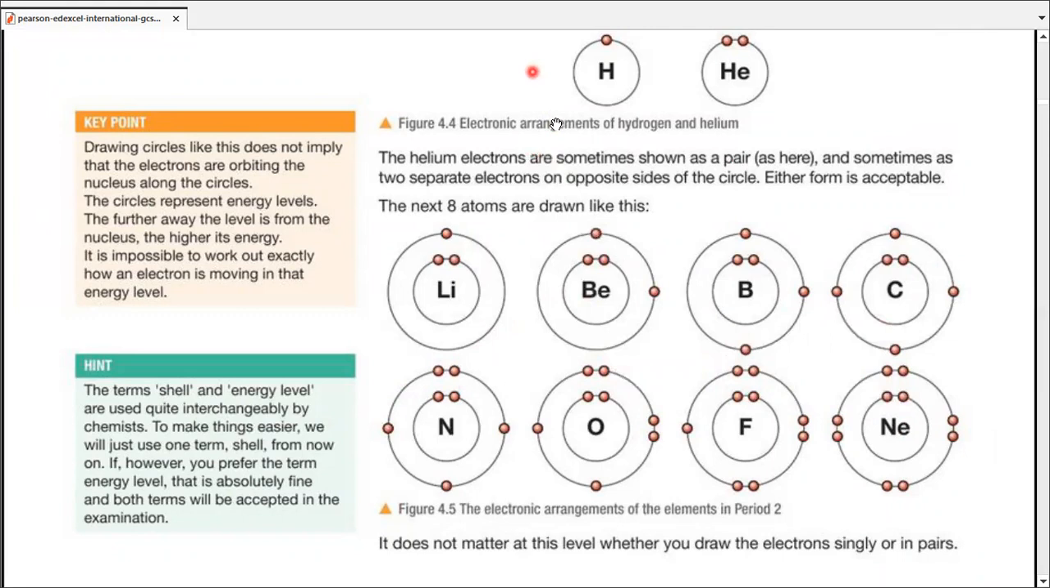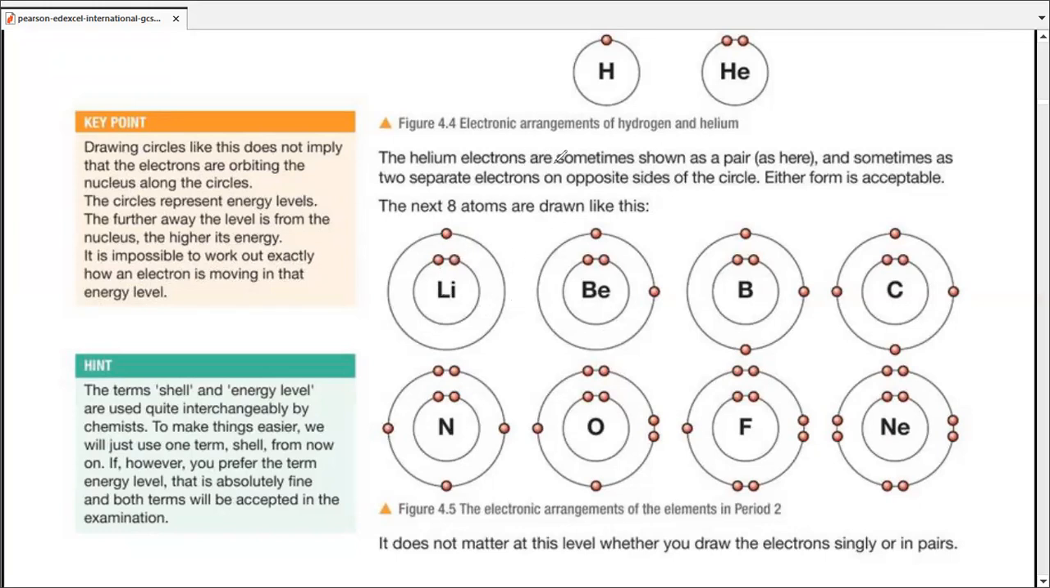Apart from that, some key points: drawing circles like this does not imply that the electrons are orbiting the nucleus along the circles. The circle only represents the energy level. The further away the level is from the nucleus, the higher its energy is. So it's impossible to work out exactly how an electron is moving in energy levels. So don't just imagine that if we're drawing circles, the electrons are also moving in the circle.